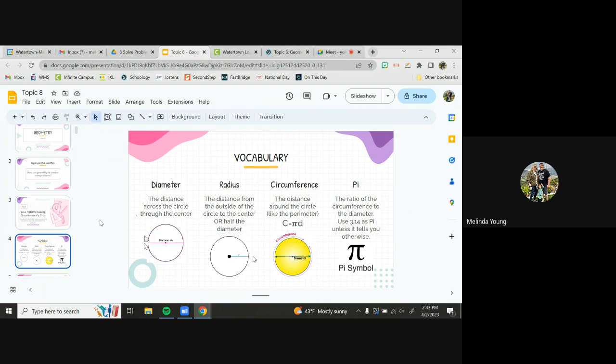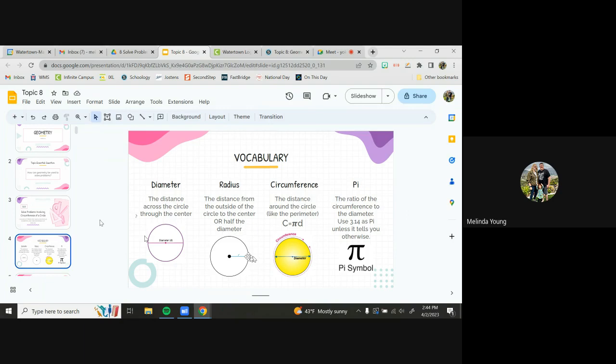So you have the diameter, which is all the way across. You have the radius, which is only half. So if they tell you the radius is 5, you know the diameter would be 10. Or if they say the diameter is 6, then you know the radius would be 3.